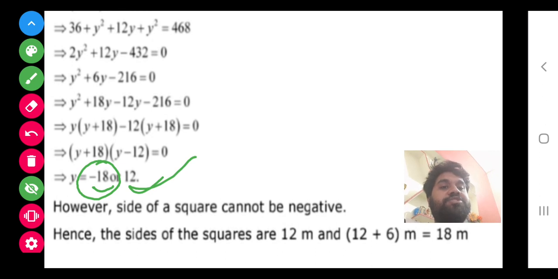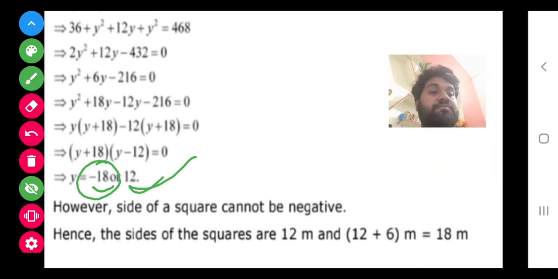In most questions you will find a positive answer, but there are some questions in which a negative can also be an answer. We have done that. Now finally the sides of the squares are 12 and 18.